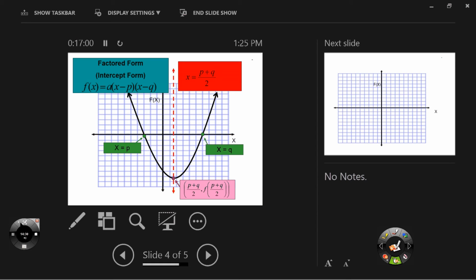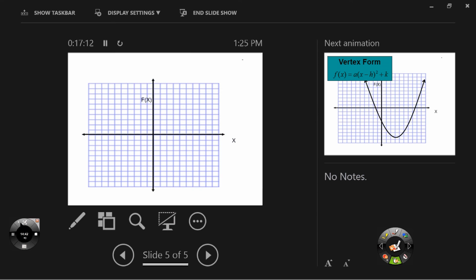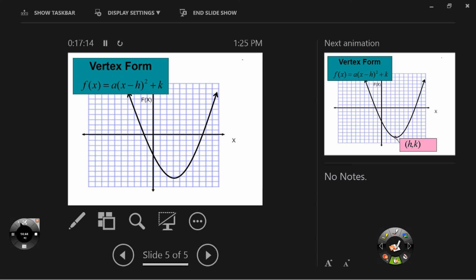Right, the last way that we're going to see our quadratic written while we study it in this unit is in vertex form. What does this look like? Looks like the graphs that we just did. Frankie? Absolute value. It looks just like the investigation we did with absolute value.